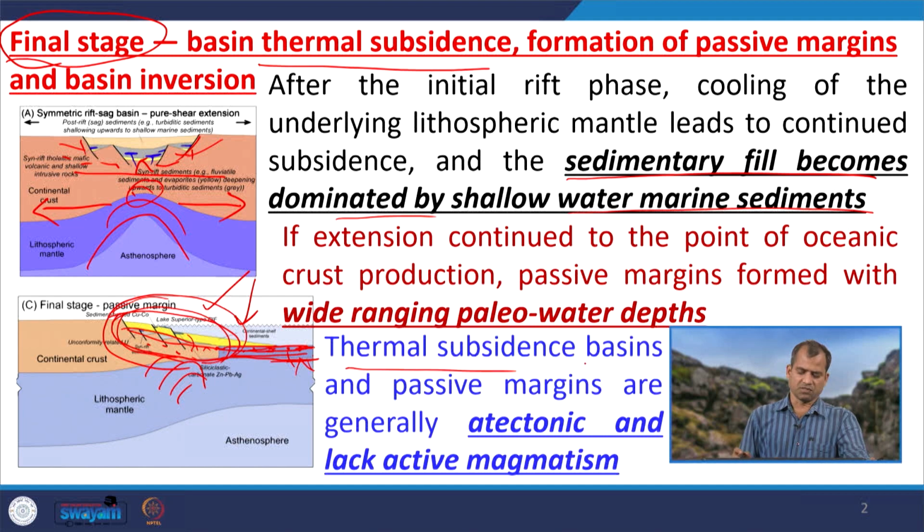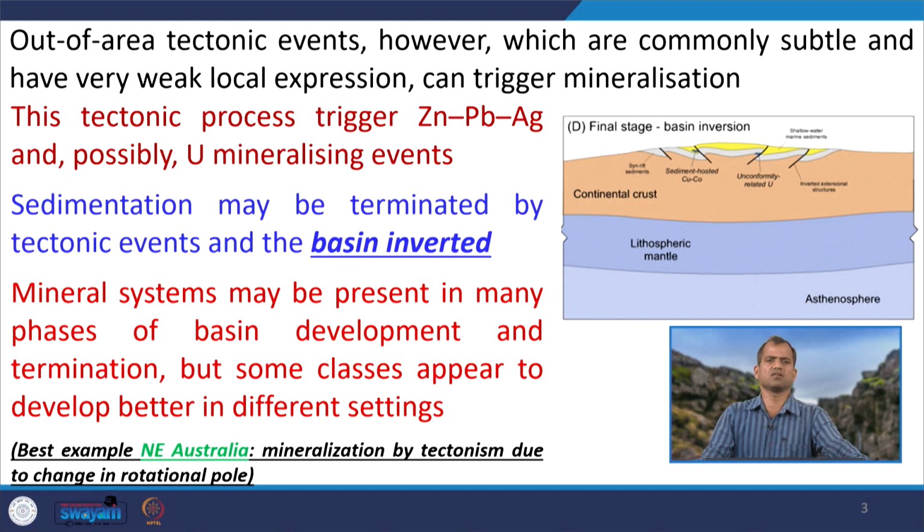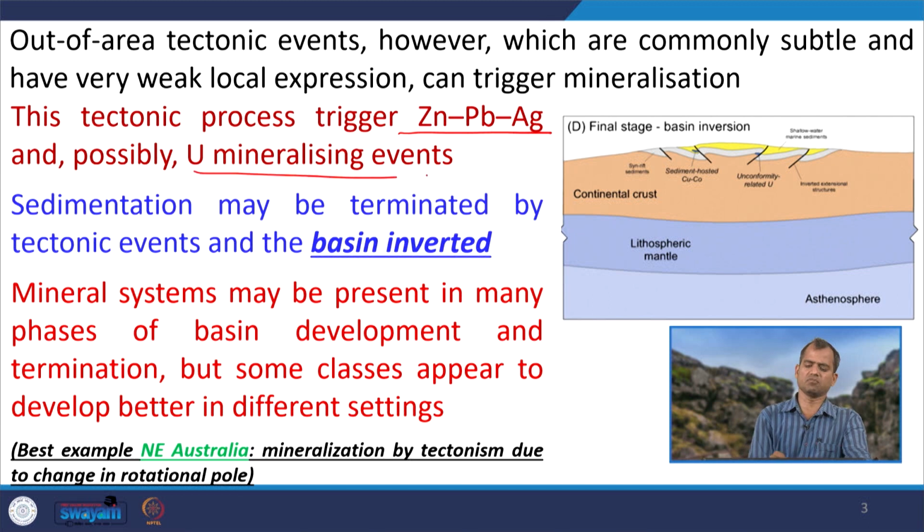The thermal subsidence basin and the passive margin basins are generally atectonic and lack magmatism. They are atectonic because now we are going away from the plate margin, and as it is away from the active plate margin, it is devoid of magmatism. That is why there is a lack of magma and a lack of tectonic activities. So that is the out-of-area tectonic events, which are mostly responsible for deposits of zinc, Pb and Ag, and possibly for uranium mineralization.